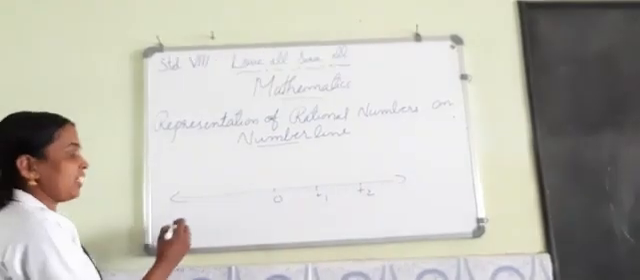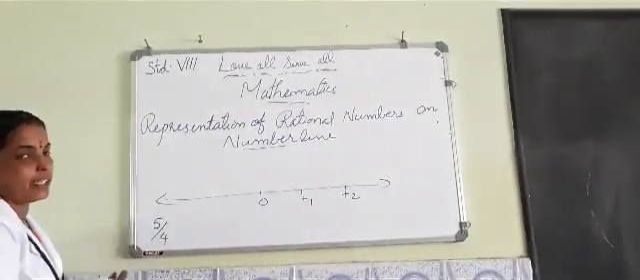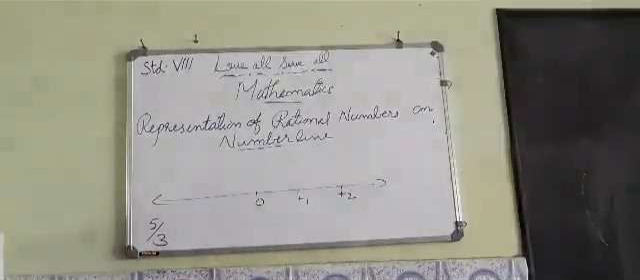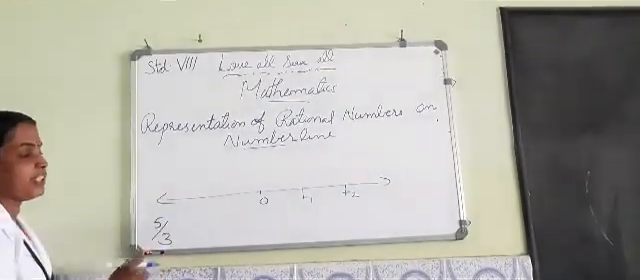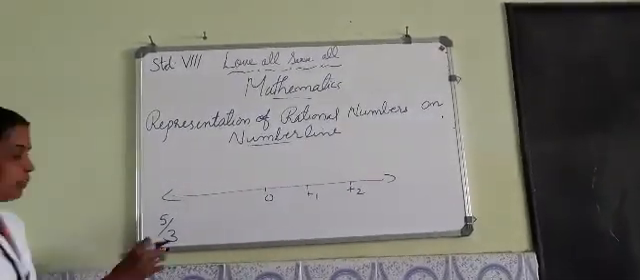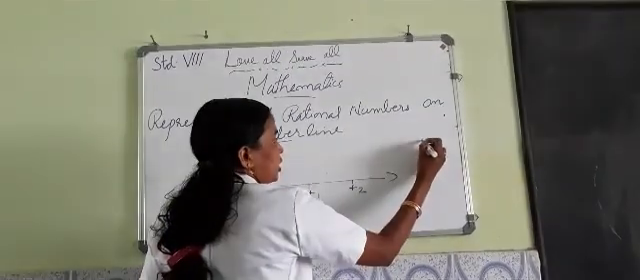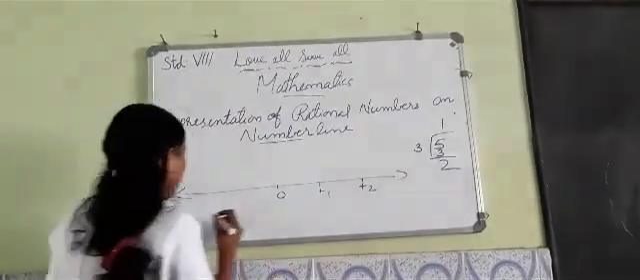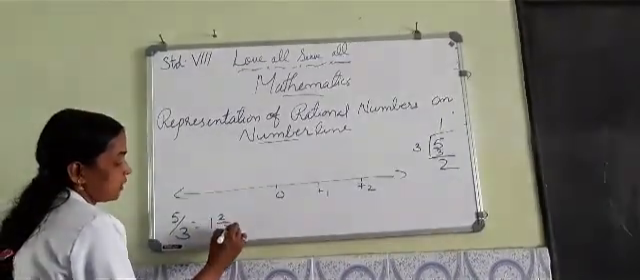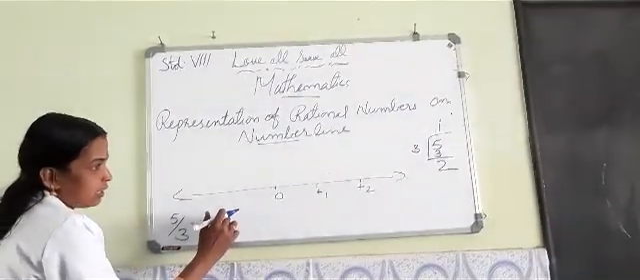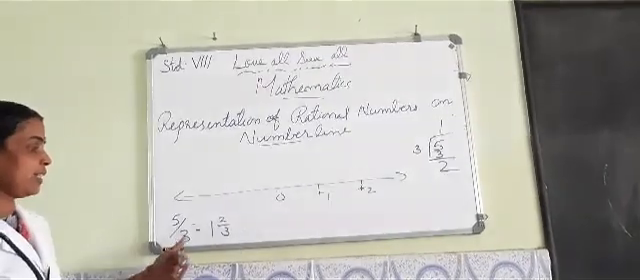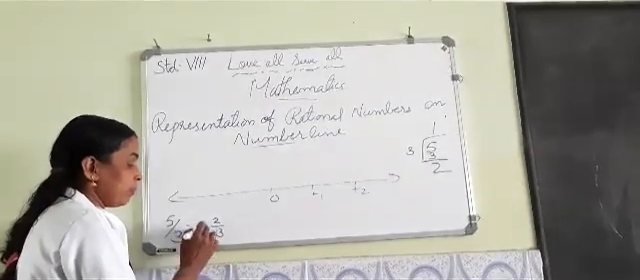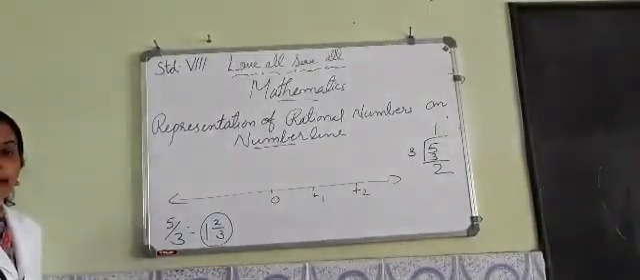Children, one more example we can consider to represent an improper rational number: 5 by 3. How can we represent this 5 by 3 on this number line? For that we have to make it a mixed rational number, which is equal to 5 by 3 equal to 1 and 2 by 3. Quotient, then remainder by divisor. 5 by 3 is the same as 1 and 2 by 3. So clearly the point will be in between 1 and 2.